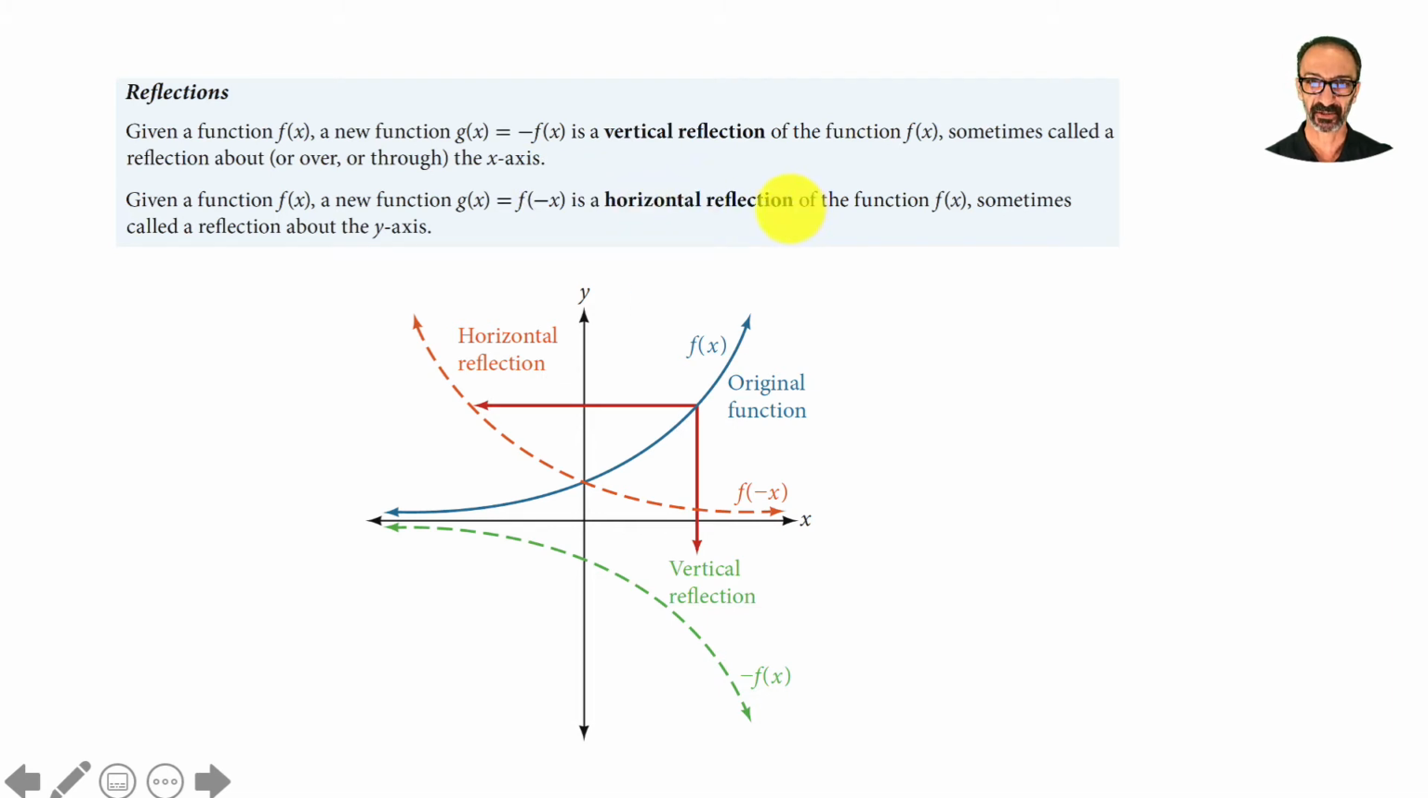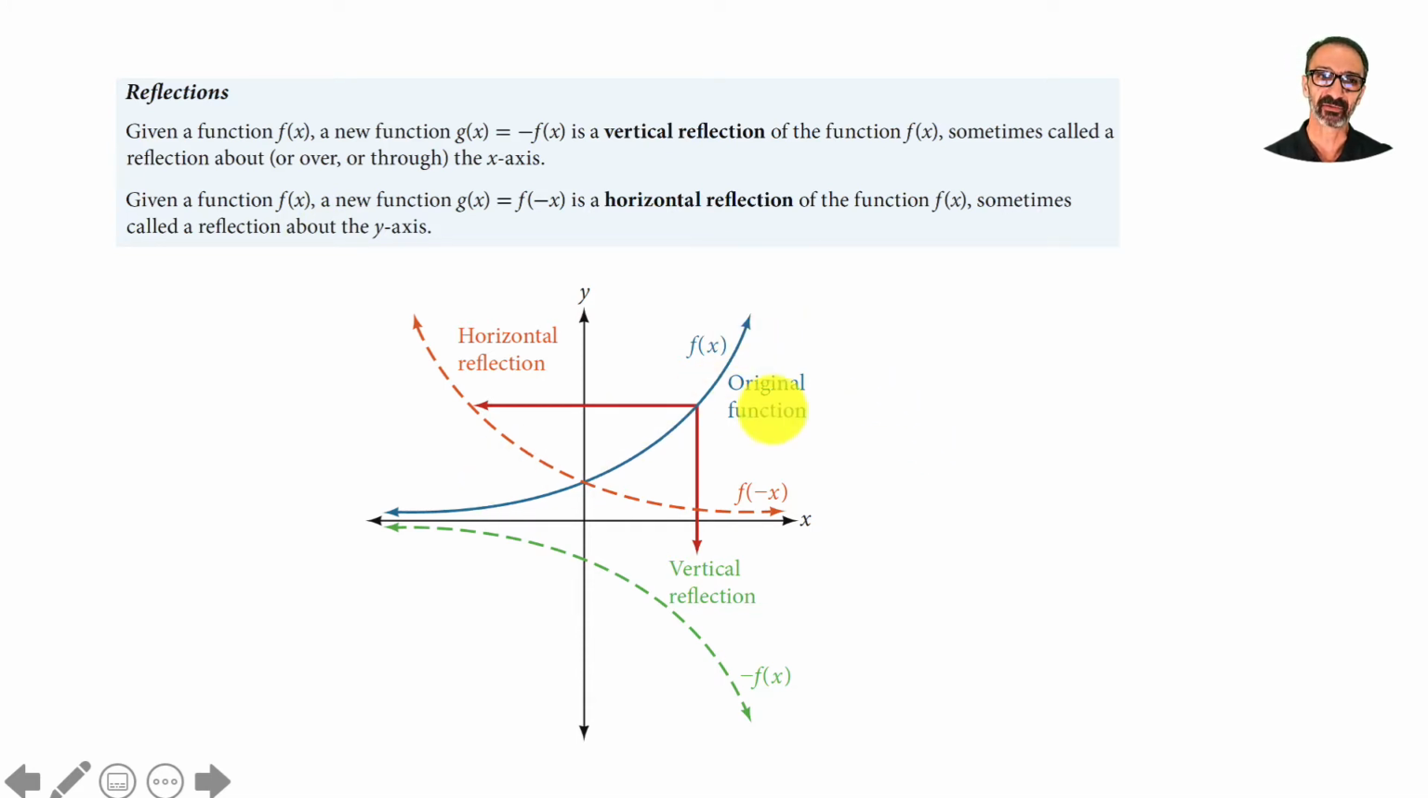What's a horizontal reflection? If you are to the right, you become to the left, and if you are to the left, you become to the right. This is when you affect the x. So instead of being at 7, now you are at -7 because you are affecting the x. And going this way, horizontal reflection, it's kind of like reflection about the y-axis. That's what we call it.